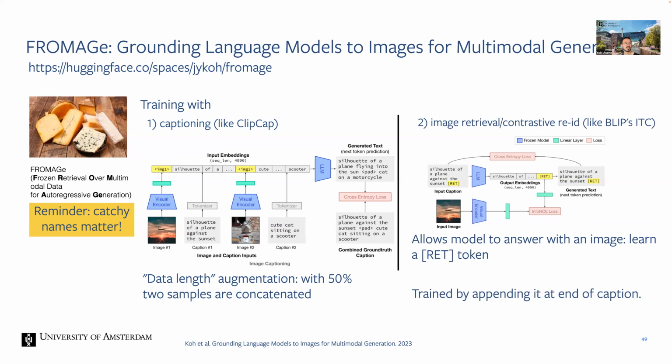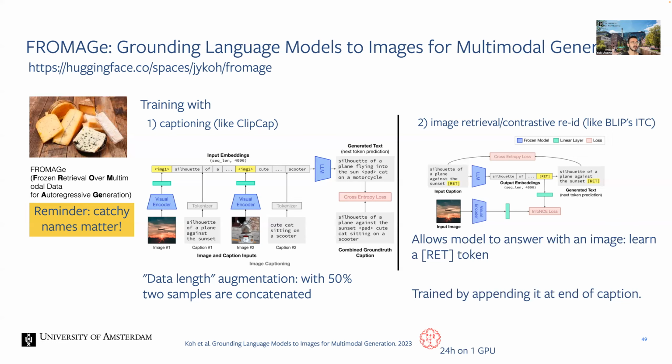And what they do is they add this red token to the dictionary of the language model. So the language model can output a red token. And then this red token, I'll show how it can answer with an image in the next slide. The nice thing here is it's trained for 24 hours on one GPU.